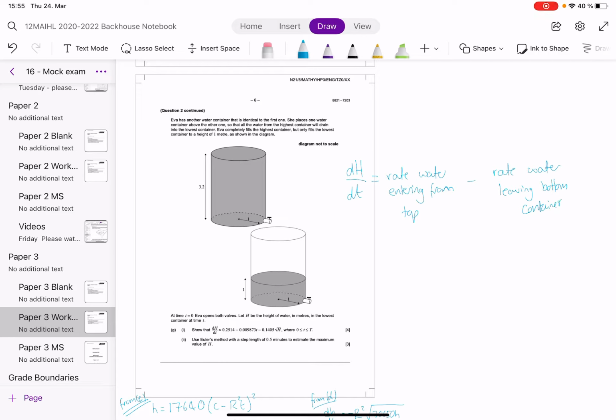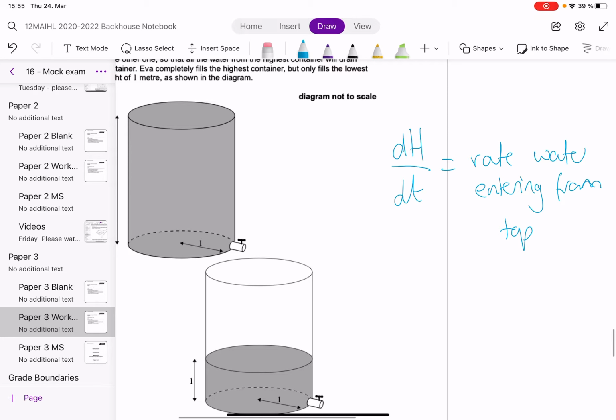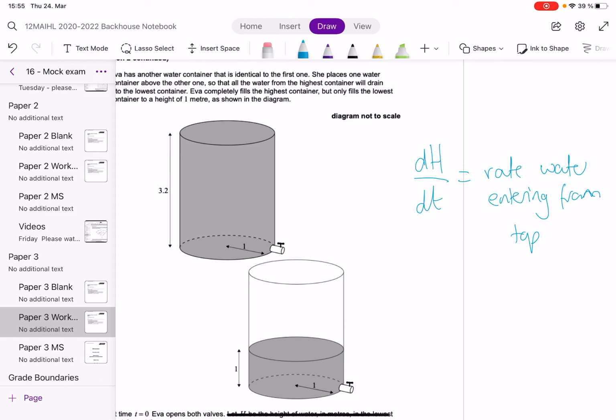Okay. So there's 2 parts to it, aren't there? So let's just think about the first part. The rate the water is entering from the top. The rate the water is entering from the top is the same as the rate it's exiting that top container. It's just one is positive and one is negative.